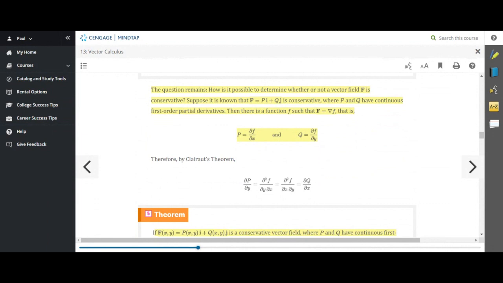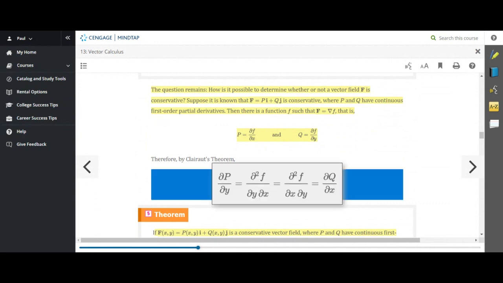Well, what you can do is differentiate the P with respect to Y, and differentiate the Q with respect to X. If you do that, you're going to get that the partial derivative of P with respect to Y equals the partial derivative of Q with respect to X by Clairaut's theorem. Because Clairaut's theorem says, if you remember, back in section 11.3, the mixed partial derivatives of F are equal to each other, and it doesn't matter the order in which you do the differentiation. Yeah, that's Clairaut's theorem, section 11.3.